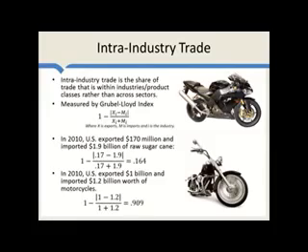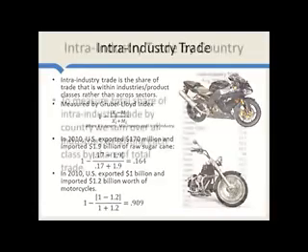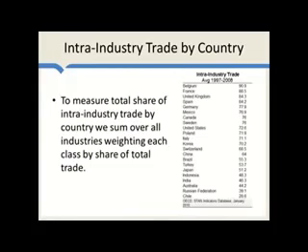Let's look at what it is across some different countries. To measure the amount of intra-industry trade by country, we're going to take those indexes which we just calculated by product or by industry in the last slide, and we're going to sum them all up, weighting each by the share of total trade. And if you do that, you can get an intra-industry trade statistic for the country as a whole. And a bunch of these are shown over here. These are measured in really just the same way. Instead of 0.9, it's multiplied by 100 to get us 90.